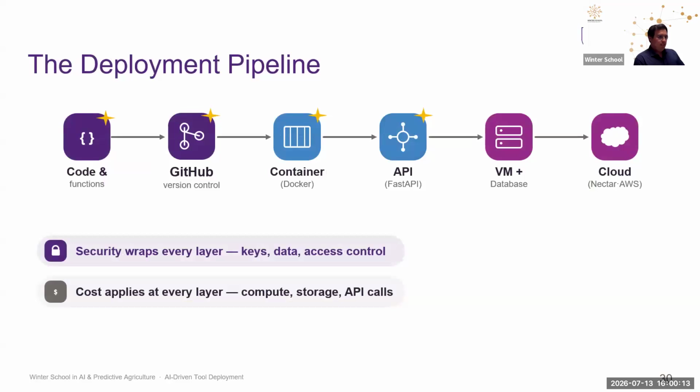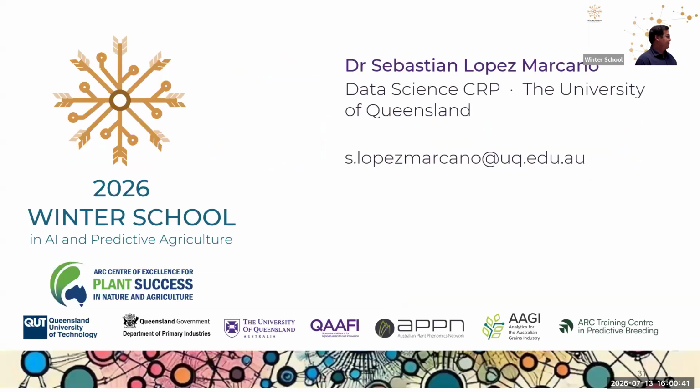All right, so I hope that with this presentation, you take away this deployment pipeline with all the steps from the code to the cloud, that security wraps every layer, that there's some cost associated with it. You always need to be kind of checking the outputs of all of what you do. And AI, as of today, July 2026, can help you with the 4 steps out of the 6 at the start. And then everything else kind of is more for the human to do.